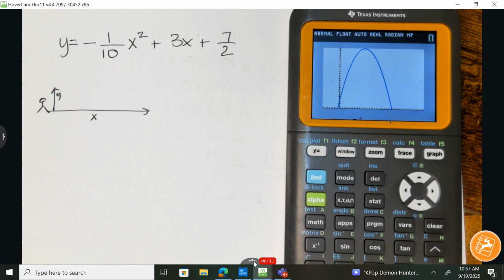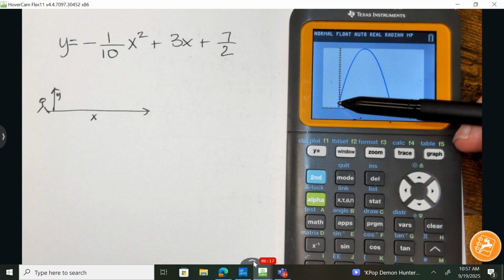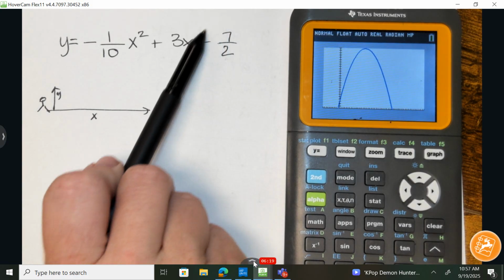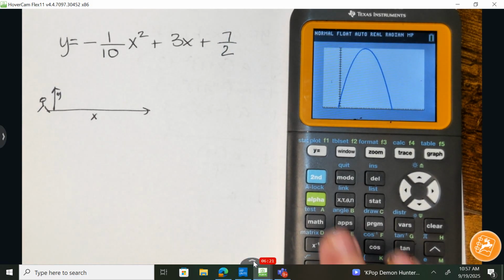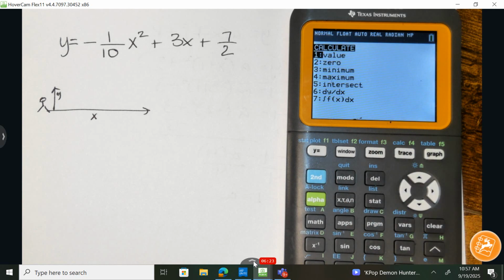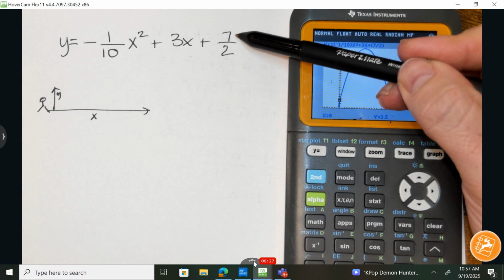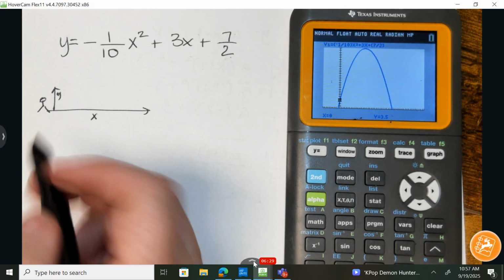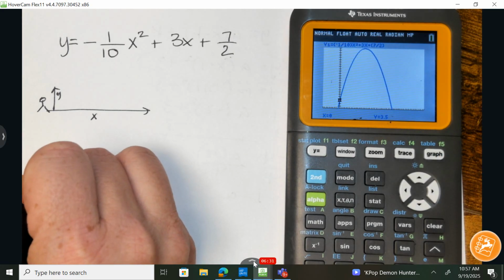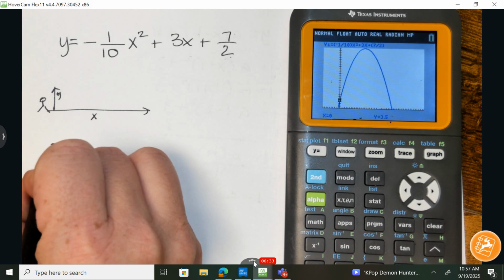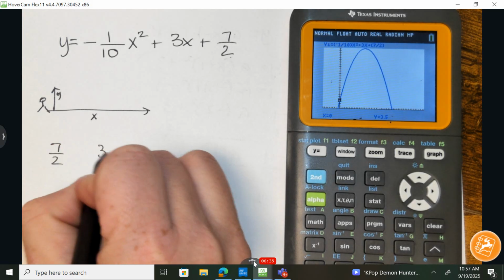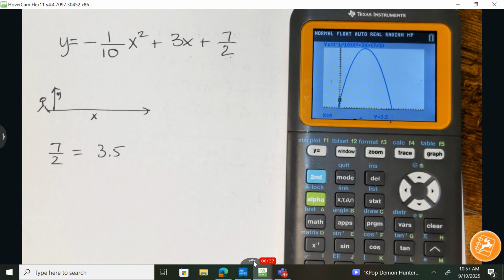Okay, the first question is, how high is the ball when it is thrown? How high the ball is thrown is representing the y-intercept. So remember, in standard form, this is our y-intercept. We can see when I do second calculate and x is 0, we get 3.5. 3.5 is the same as half of 7. So the y-intercept, or the height when the ball is thrown, is 7 halves, or you could say 3.5. They are equivalent.